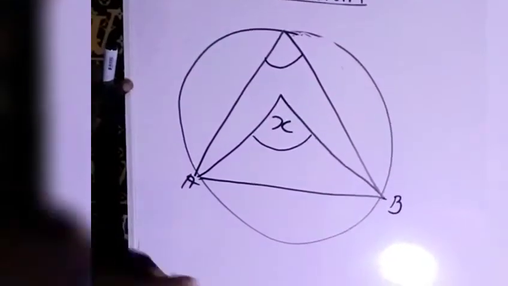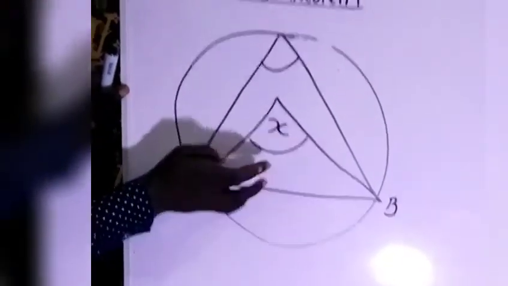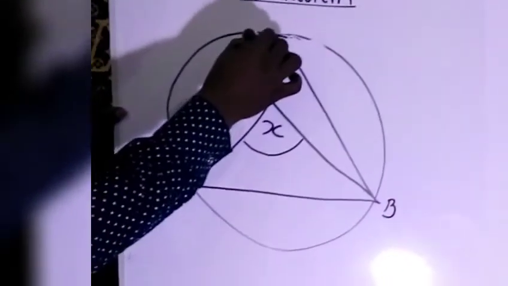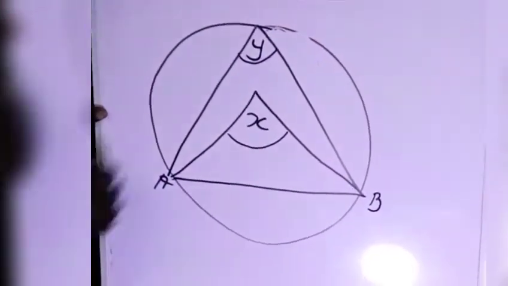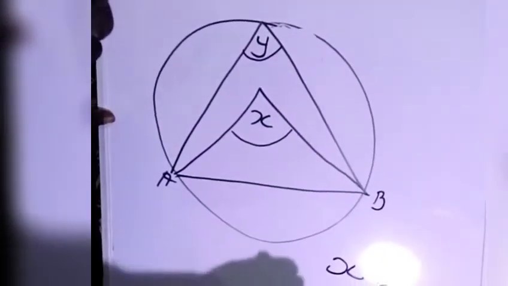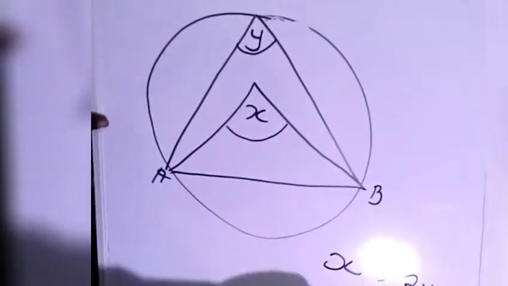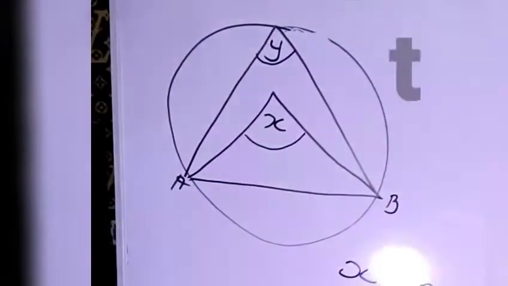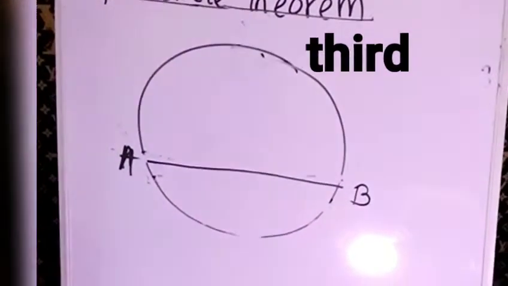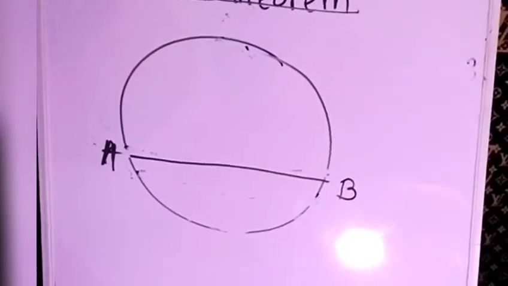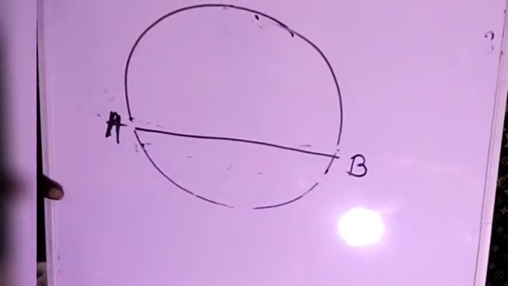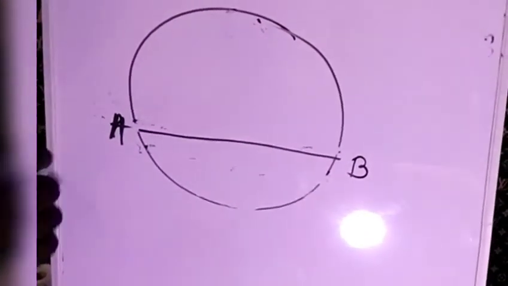The law says that the angle the chord subtends at the center is twice the angle the chord subtends at the circumference. Therefore, if here is X, then S is going to be equal to 2 times Y. So S is going to be equal to 2Y. So the third property says that the angles formed on the circumference of a circle of an opposite segment add up to 180. Very good.